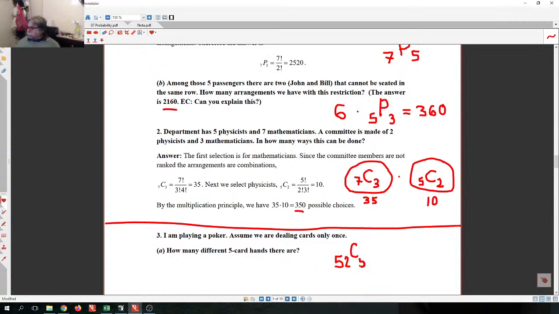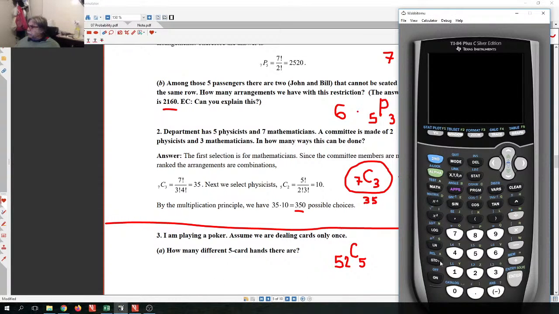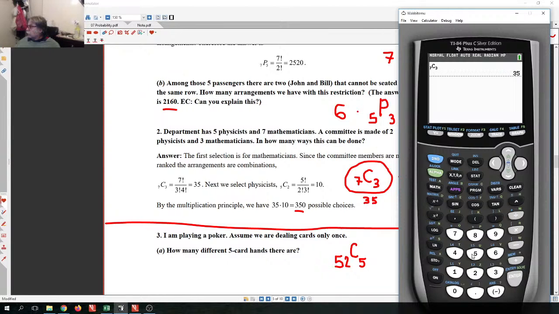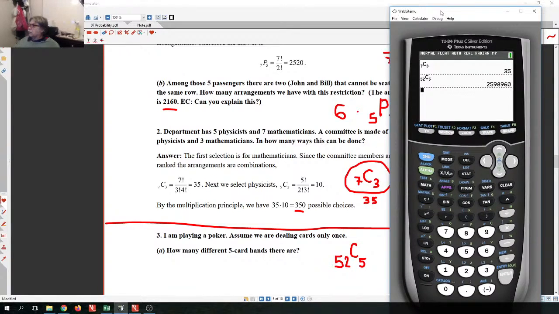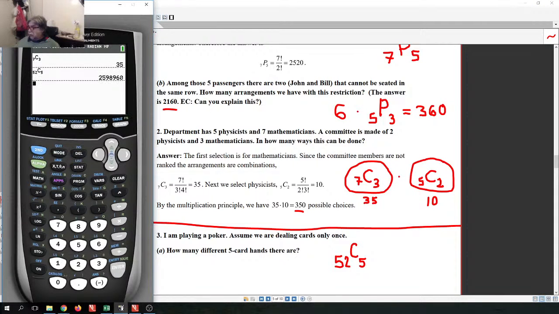Now, if you have a Texas Instruments calculator, it's easy to calculate. It will be 52, math, probability, move with the arrows, combinations, chooses 5. 2,598,960.